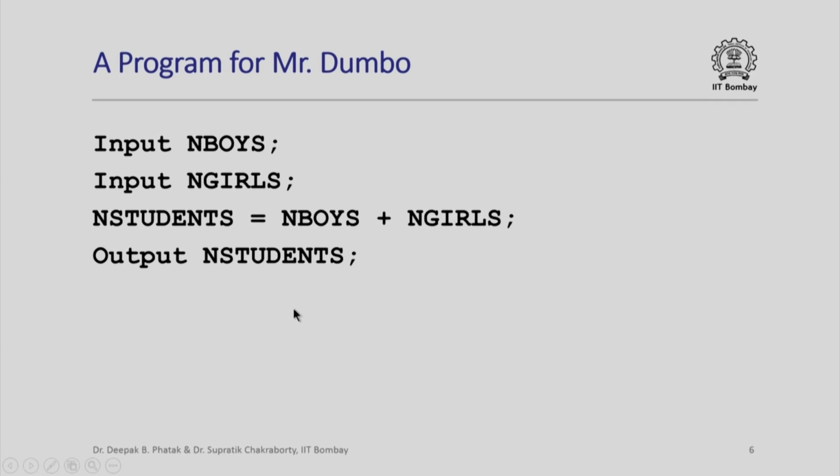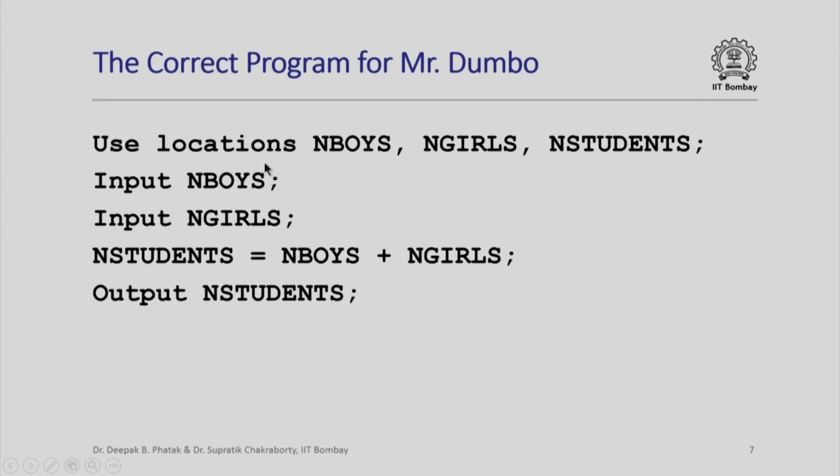Looks like a complete program, but wait for a minute. If we give this program to Mr. Dumbo, when Mr. Dumbo starts executing the first instruction, input n boys, he will ask us, who is n boys? You never told me you are going to use this name. Please remember, we had agreed to use a declaration instruction. If we include that, a program will look like this. Use locations n boys, comma, n girls, comma, n students. Indeed, it is this declarative which makes Mr. Dumbo take these names and put them as tags on three memory locations. The rest of the program, of course, is very easy to understand.